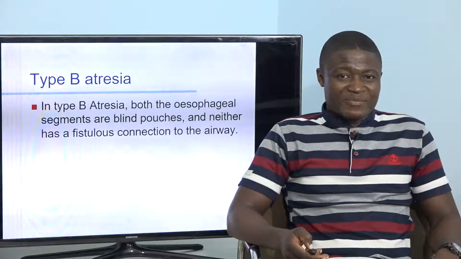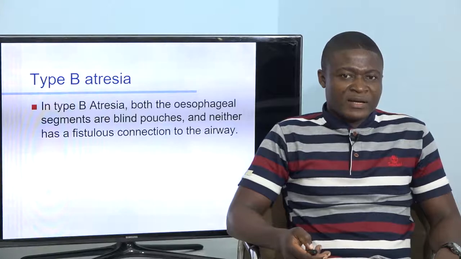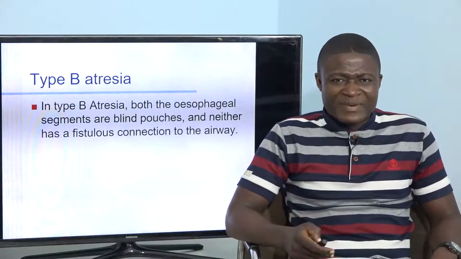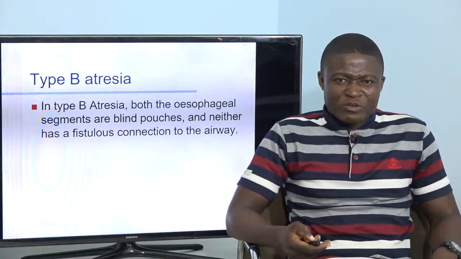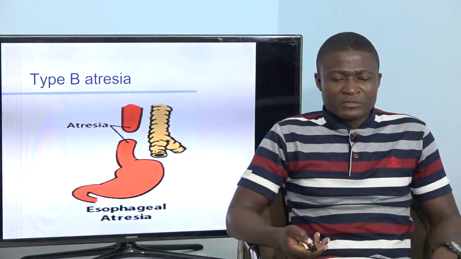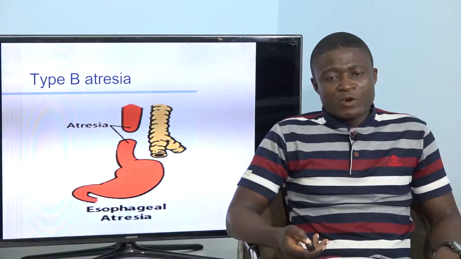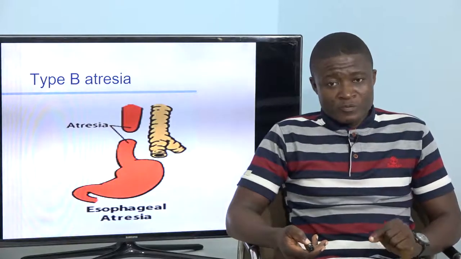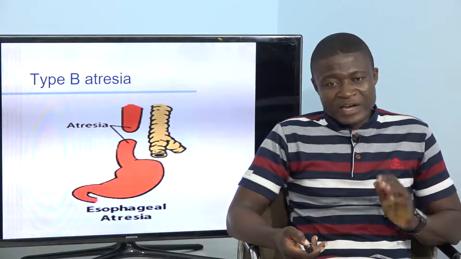Okay, so we'll look at type B atresia. In type B atresia, both the oesophageal segments are blind porches and either has a fistulous connection to the airway. So look at it here. This is an image of it. You can see that the oesophagus, the upper part, in fact, the oesophagus is cut in the middle. Upper part is occluded. Down part is occluded.